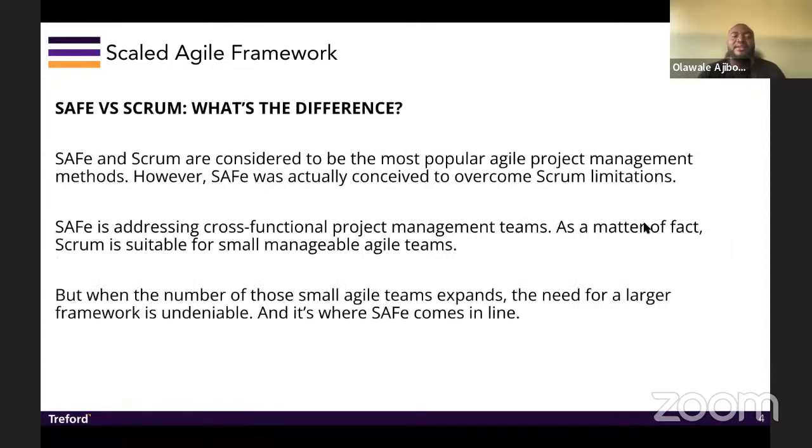Moving on to the next slide, SAFe versus Scrum: what's the difference? I think I said some things about that earlier. SAFe and Scrum are considered to be the most popular agile project management methods. However, SAFe was actually conceived to overcome the limitations of Scrum. And like I said, Scrum is mainly limited to just one team. But here, Scaled Agile Framework addresses cross-functional project management teams. Scrum is suitable for small, manageable agile teams, but Scaled Agile is suitable for multiple and large agile teams. They also say that when the number of those small agile teams expands, the need for a larger framework is undeniable, and that's where Scaled Agile comes in.